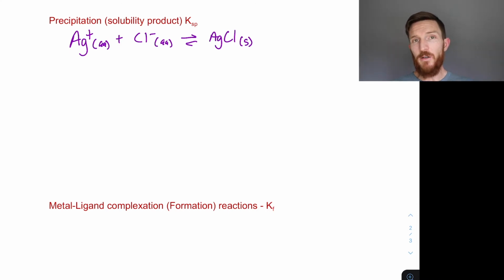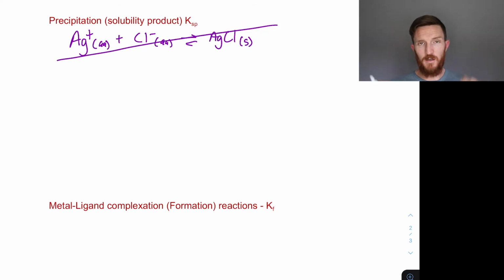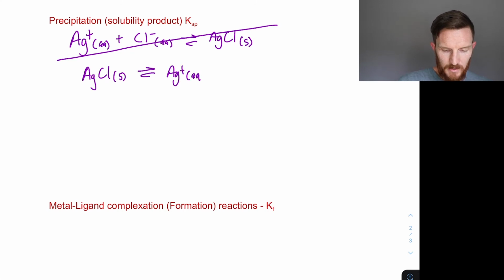Now, when we're looking at the equilibrium that goes along with this, a lot of times what we're going to focus on writing is how soluble this substance would be. So how much of the silver and chloride would be dissolved if I added silver chloride into water? So instead of looking at the formation of that solid, we're going to look at the formation of the ions from the solid dissolving. So we would have our silver chloride forming silver ions and chloride ions.